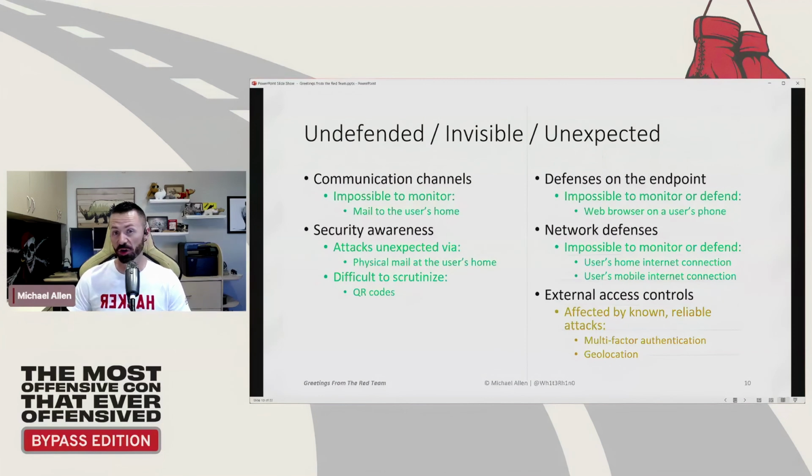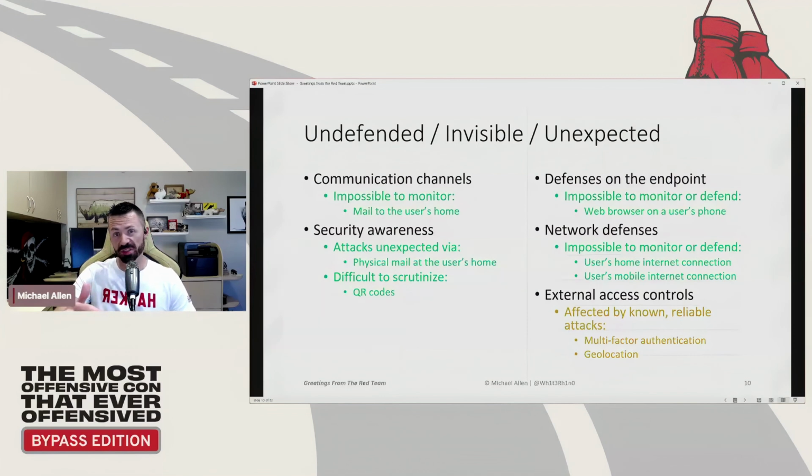So if we can just guarantee that our attack will happen off of that endpoint, the user's workstation, then we're going to be good to go. We're going to be able to get around the defenses that are on the endpoint. Same thing for the network defenses. If we can guarantee that our attack happens off the network, then we are no longer contending with those network defenses. So if we can make sure the attack happens on the user's home internet or mobile internet connection, then we're going to be off of that corporate network that's well defended. And then, of course, this external access controls I mentioned, we're not too concerned about those right now.